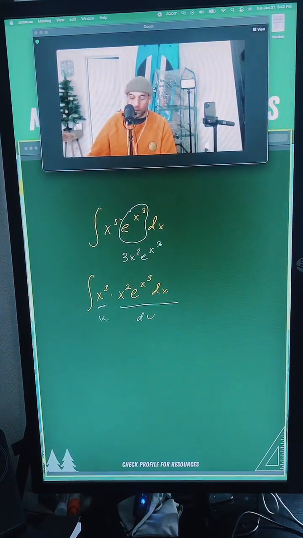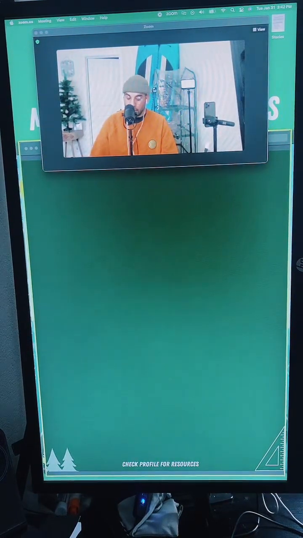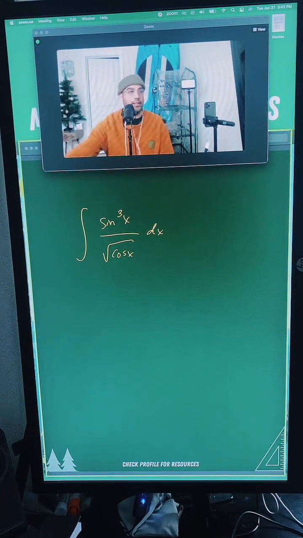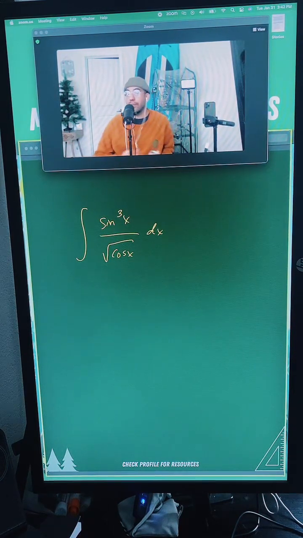Okay. So let's try this one. This one was actually one that I was promoting in my recent TikTok about today. I have the integral of sine cubed x all over root cosine x dx. All right, curious. Let me know in the chat what you guys think I should make my u. What method should I use here? Shall we try?